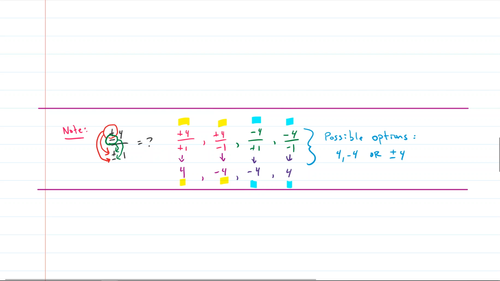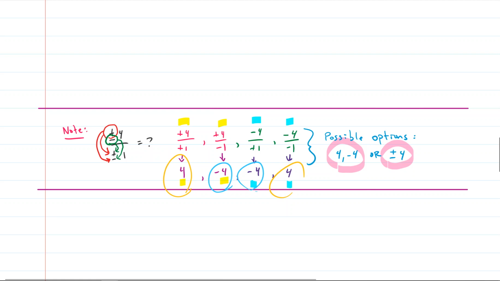So we started out with plus or minus 4 divided by plus or minus 1. And when we went through all the options, the only unique numbers were 4, because we have a 4 here and a 4 here, and a negative 4 here and a negative 4 here. So there were repeats. After we went through all of the options, the only unique options were positive or negative 4. And sometimes we just write that plus or minus 4. So that's how the math works on that.